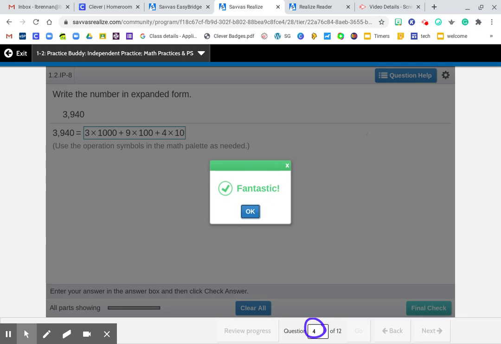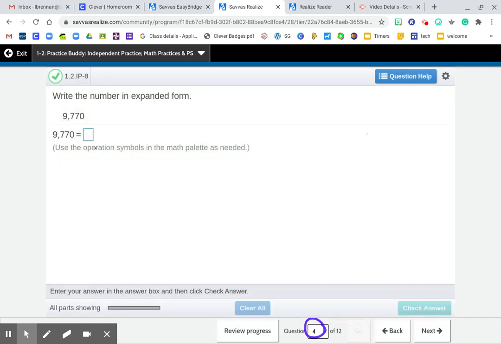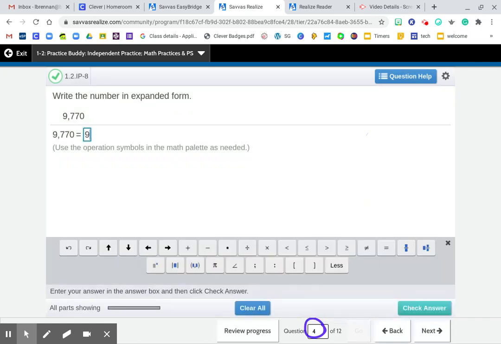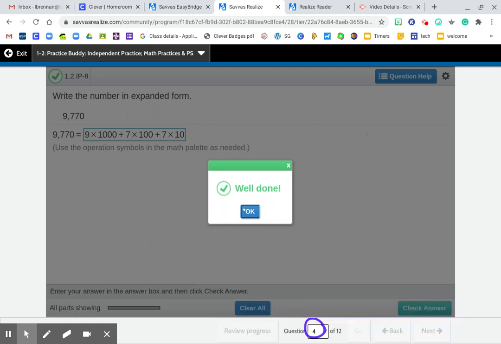So you've got to use that toolbar, and you can always go back over your answer and make changes. So maybe I want to do another one of those just because I didn't do that one quite right. Didn't use the right tools. So I'm going to use 9 times 1,000, because that's in the thousands place, plus 7 times 100, because that's in the 100s place, plus 7 times 10, because that's in the tens place. Now, hopefully that's it. Yeah, there we go. So now I can move on.